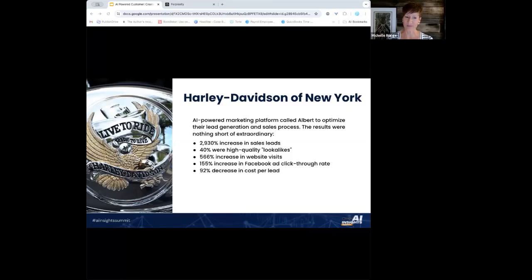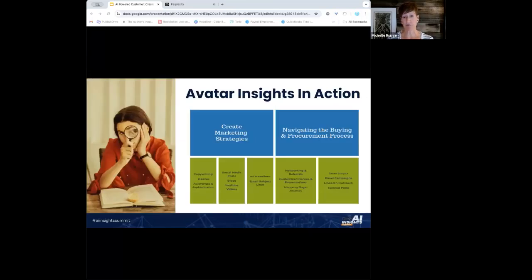Now, the words ideal customer avatar definitely come to mind, right? So this case study really demonstrates the transformative power of AI in lead generation and sales. Now, Albert is definitely an enterprise level AI product, but Perplexity did a pretty great job here, I think. Like I said, you could also use something like ChatGPT to do this as well. Okay. So now we've created that customer avatar. So what else can you do with it? Let's talk about that.